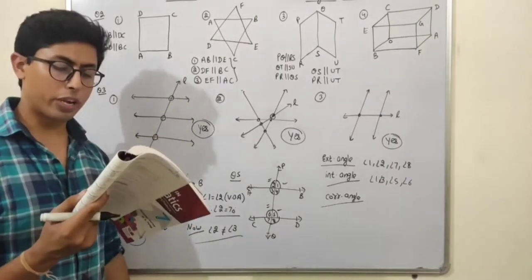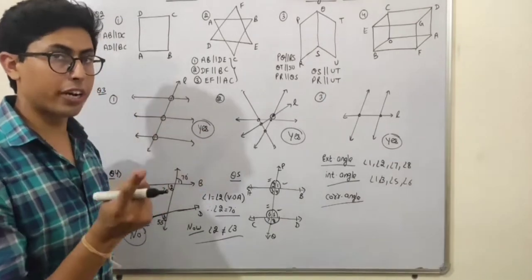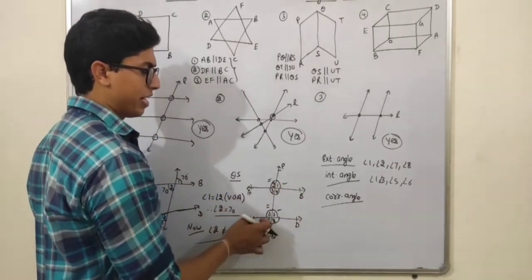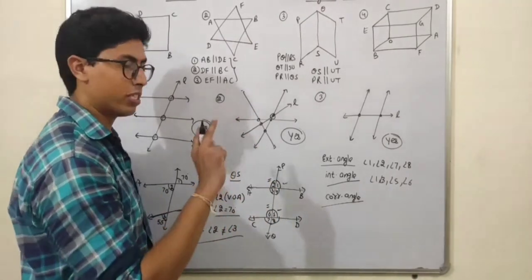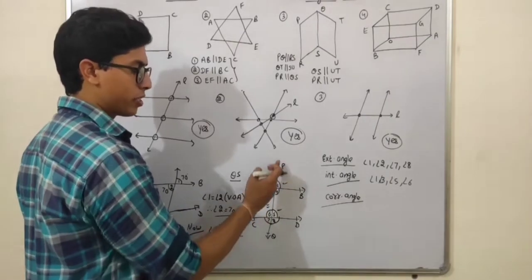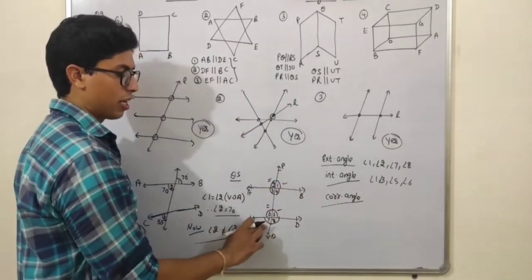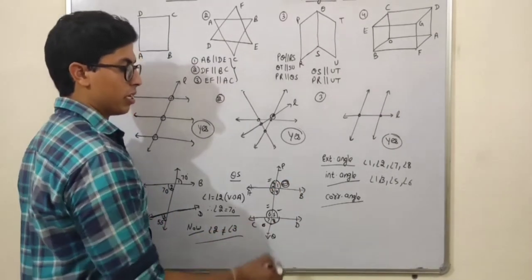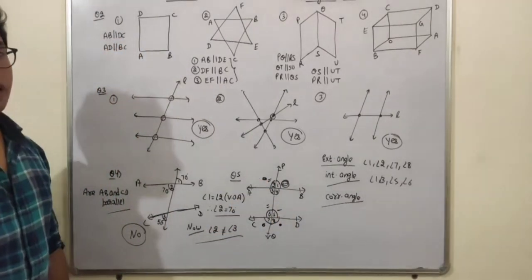Similarly, students, alternate exterior angles means angles that are exterior but alternate. Exterior angles are 1, 2 and 7, 8. So I have to take just these 4 angles. Alternate means on the opposite sides. If this is a transversal, this angle is on the right hand side and this angle is on the left hand side. So angle 1 and angle 7 are alternate exterior angles. Similarly, angle 2 and angle 8 are alternate exterior.